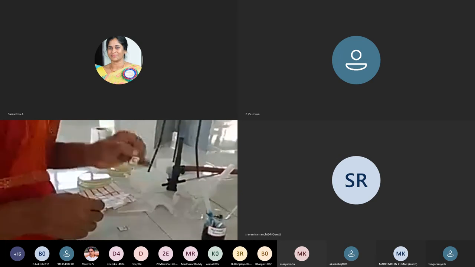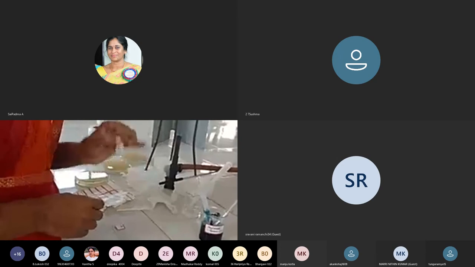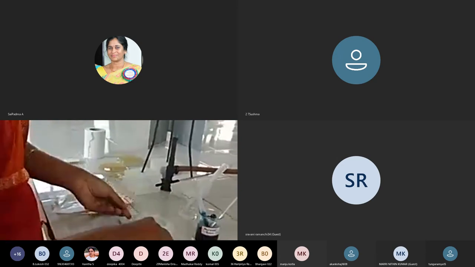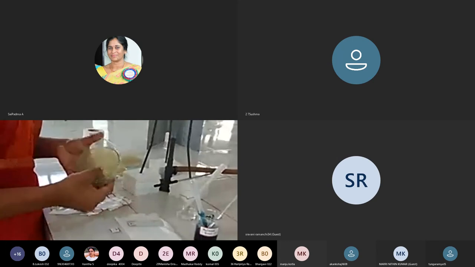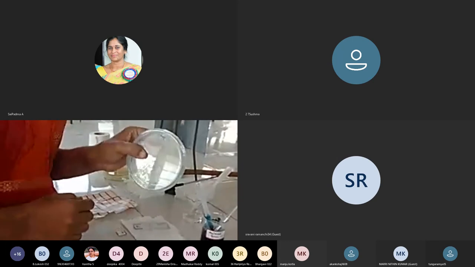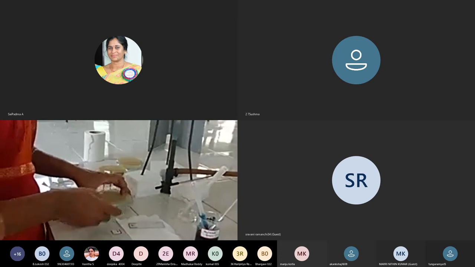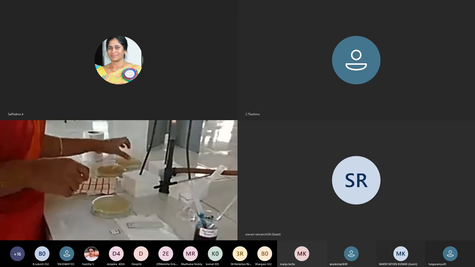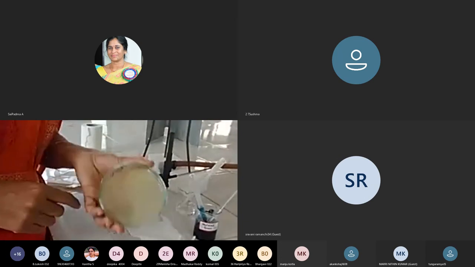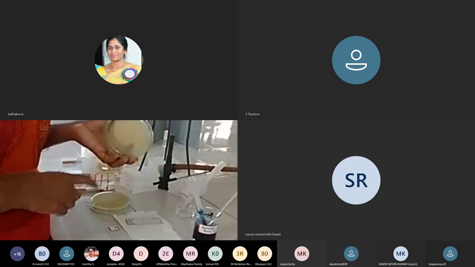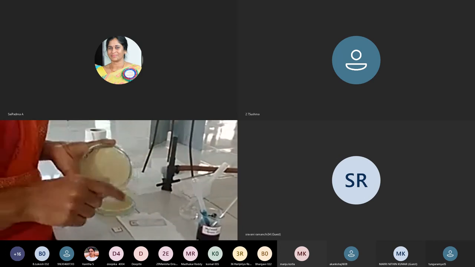To take the samples for Gram-positive and Gram-negative, we will take some of the cultures. This is one culture, which is Staphylococcus, which we have taken. So this becomes Gram-positive. And one more culture we have taken, that is E. coli. Okay, so we will do the Gram staining experiment with these two organisms.